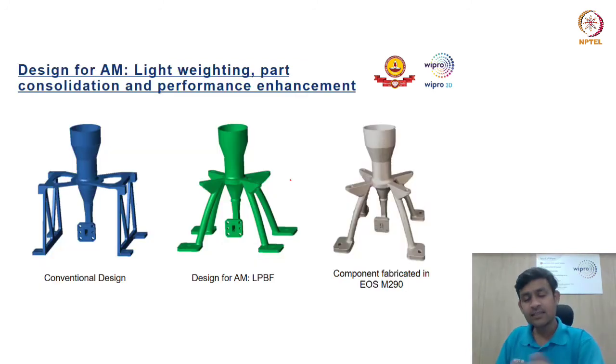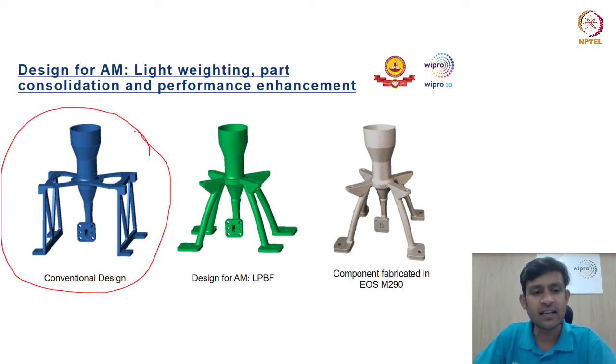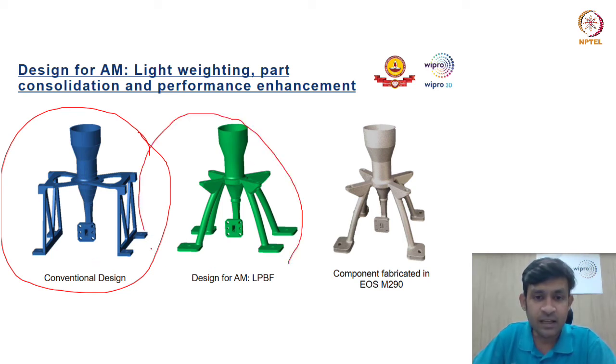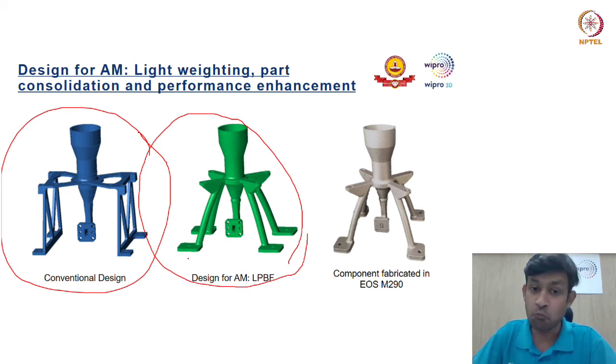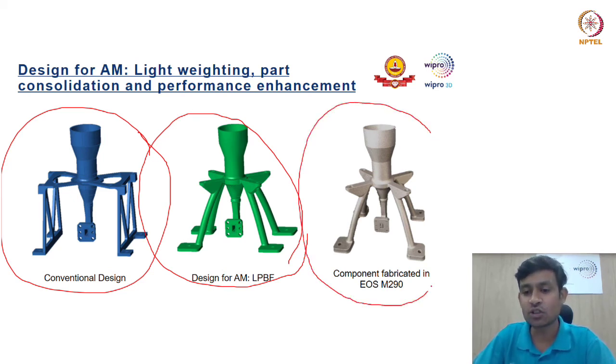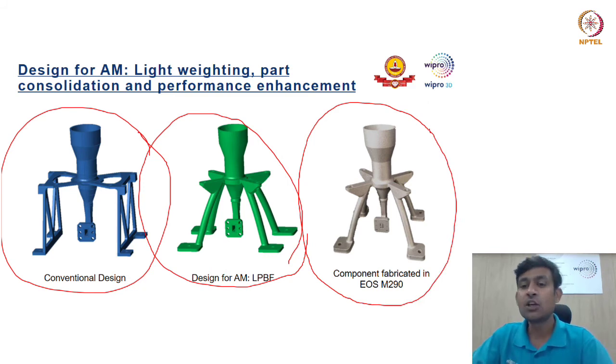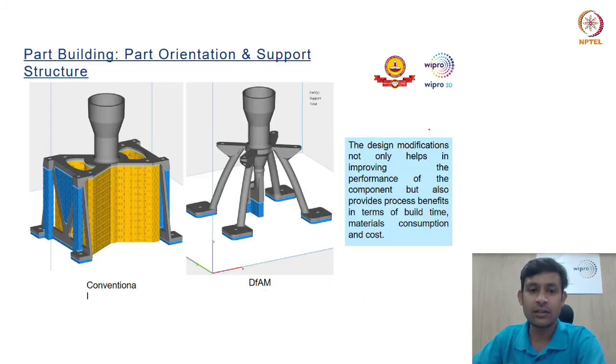Moving forward, this is another component that we have done for a space satellite. The component that you see on the left hand side is a conventional design which was earlier made of sheet metal cutting and then machining, welding, multiple components were made. What we did again was part consolidation. We made the design features in such a way that most of the features, or we can say 90% of the features, are self-supporting in nature. And this is the outcome that we received. Again, this was based on an EOS M290 using AlSi10Mg material.